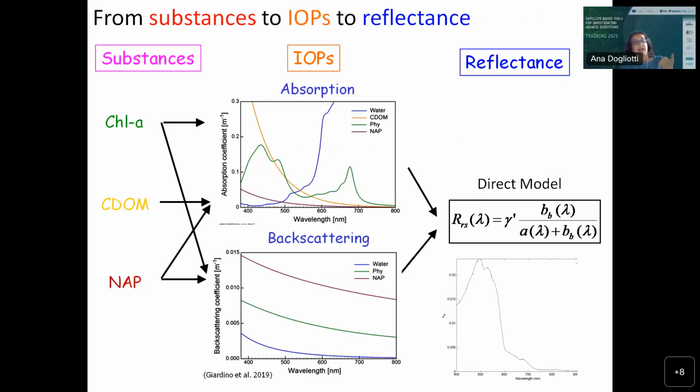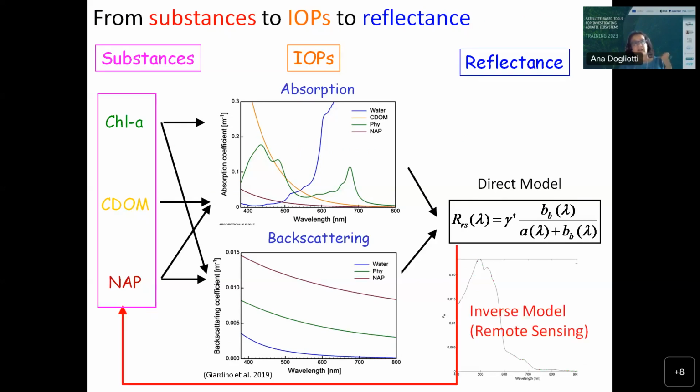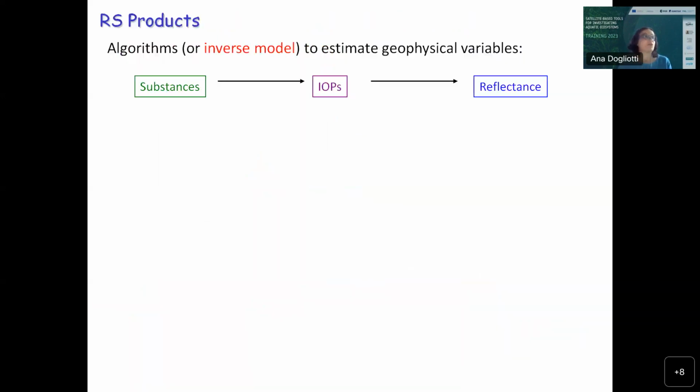Well, actually, in remote sensing it is the reverse model that we need to find. We have the remote sensing reflectance spectra, which shows the color, and we want to retrieve what is actually in the water: what the substances are and in what quantity, the concentration of each of them. This is the job of the algorithms. The algorithm, or the inverse model, is what we use to estimate the physical values.